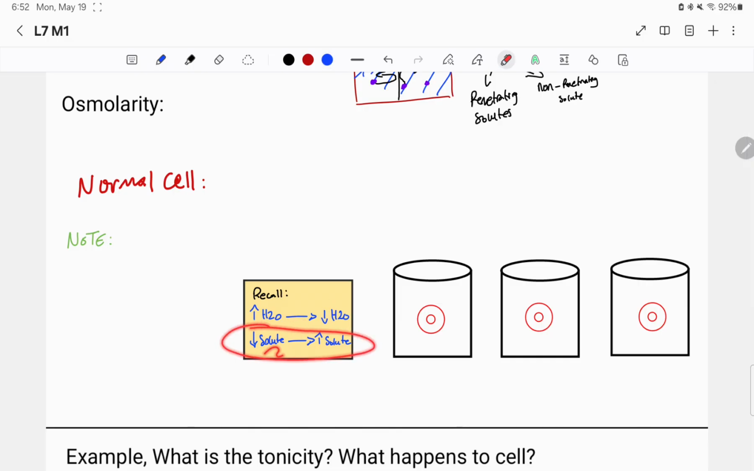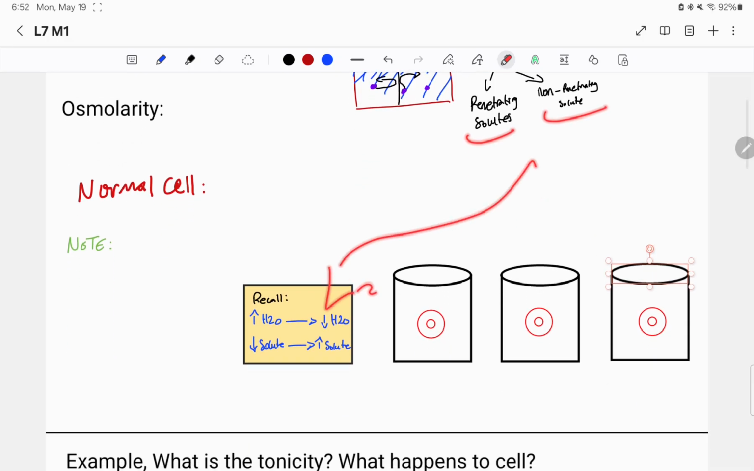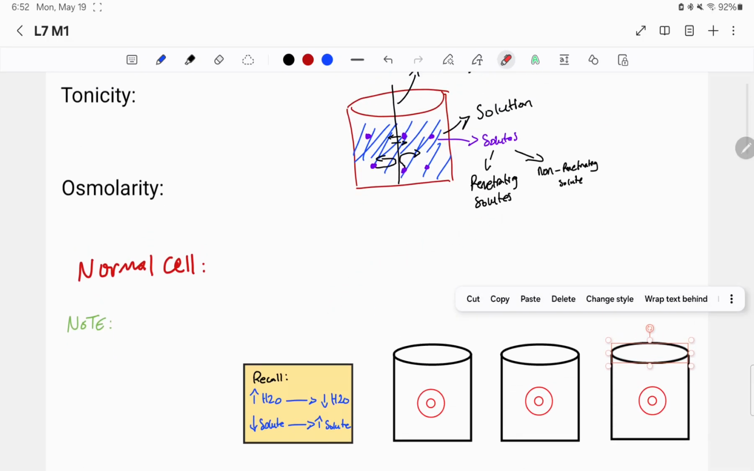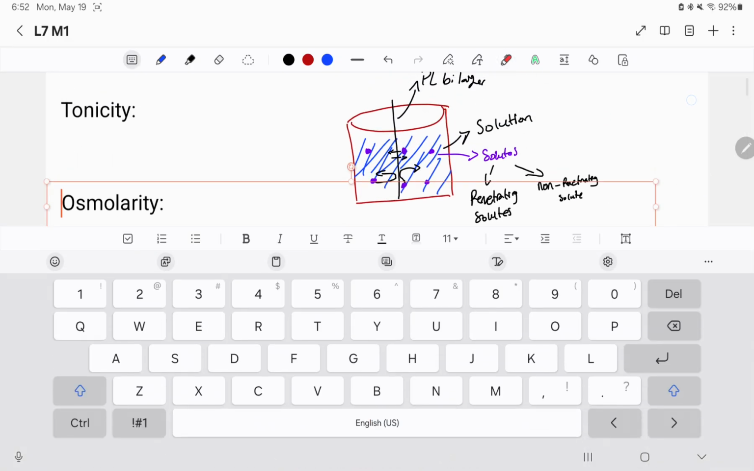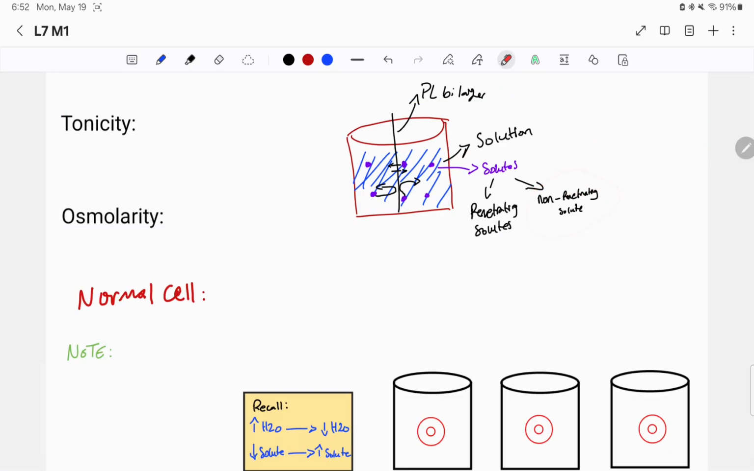I just said water goes from low solute to high solute, but I also just said that within a solution there are two kinds of solutes: a penetrating solute and a non-penetrating solute. So are we talking about this one or this one with regard to this law? That is a great question, and the answer is we're talking about non-penetrating solutes. And let me tell you why.